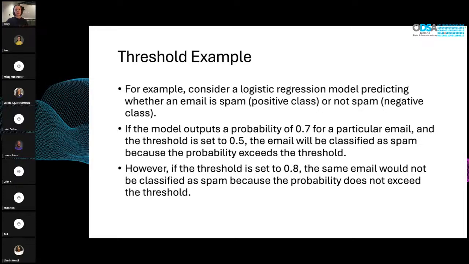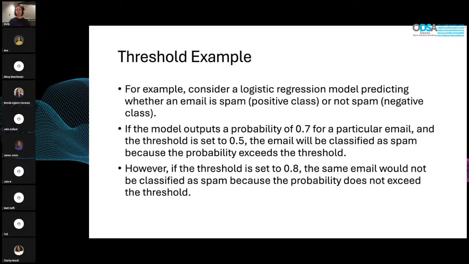Okay, so here's an example. If we had a logistic regression model, this is our classic spam example. Spam is our positive class, not spam is our negative class. If the model outputs a probability of 0.7 for any given email, we don't know whether this email is spam or not. We're given an email and the model says, I'm 0.7. That's my probability that this is spam.